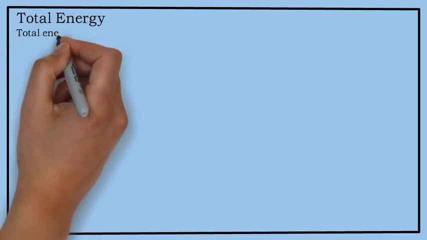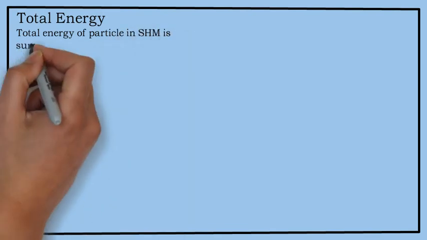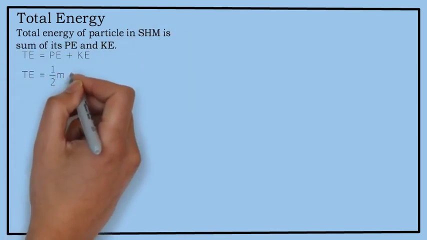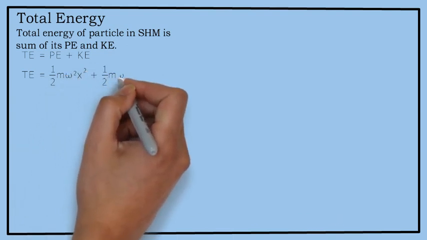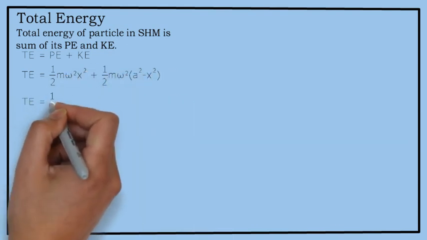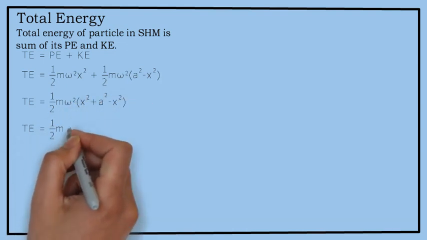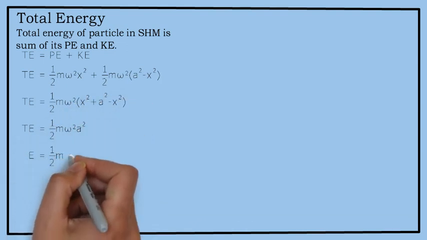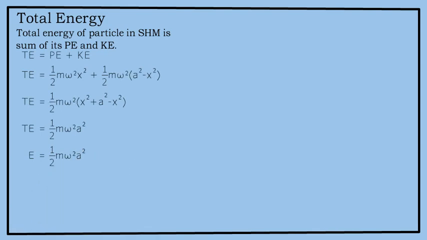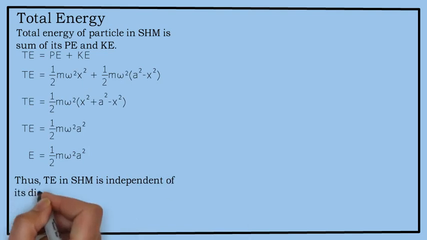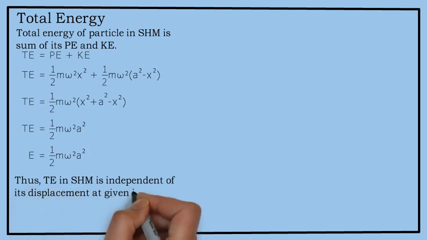Total energy. What is total energy? Total energy is the sum of kinetic and potential energy. Now you know what potential energy is: half m omega square x square, plus kinetic energy, which is half m omega square (a square minus x square). When you add this, you get total energy equal to half m omega square a square. Thus, total energy in SHM is independent of its displacement at a given instant.